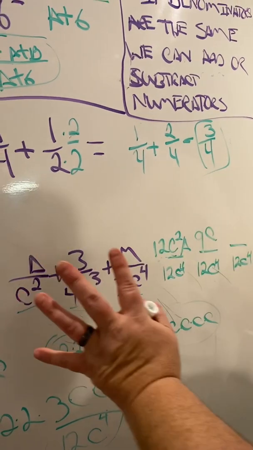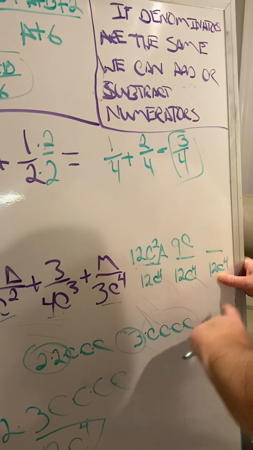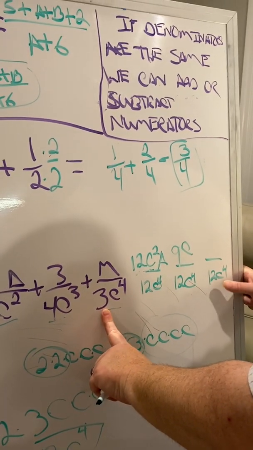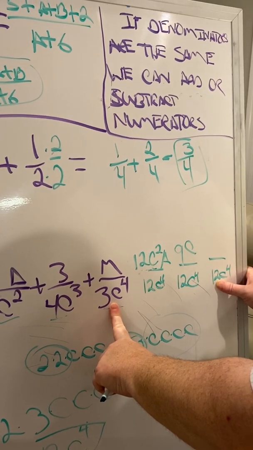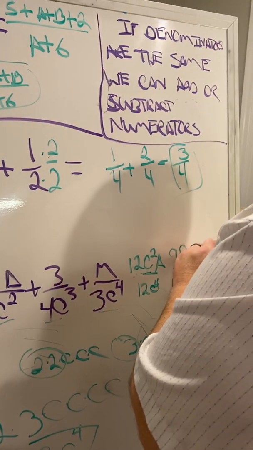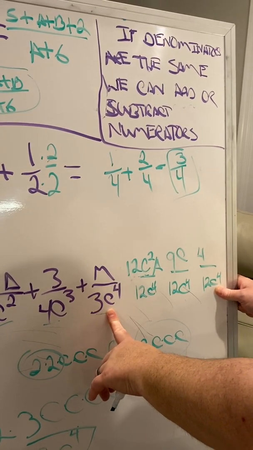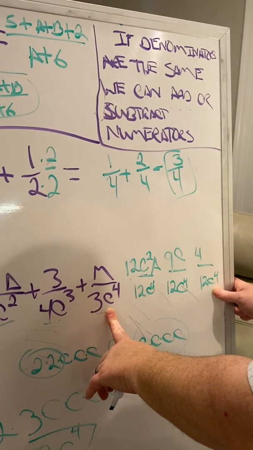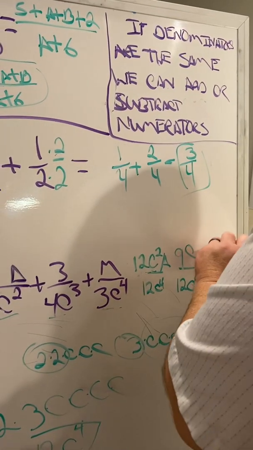Let's follow the same logic on the last one. 12c to the fourth. I went from 3c to the fourth to a 12c to the fourth. Well, 3 was obviously multiplied times 4. So let's go ahead and put a 4. All right. A c to the fourth and a c to the fourth. Well, that's just one thing. So I don't even have to add anything to that. It was obviously there. And then I've got my m.